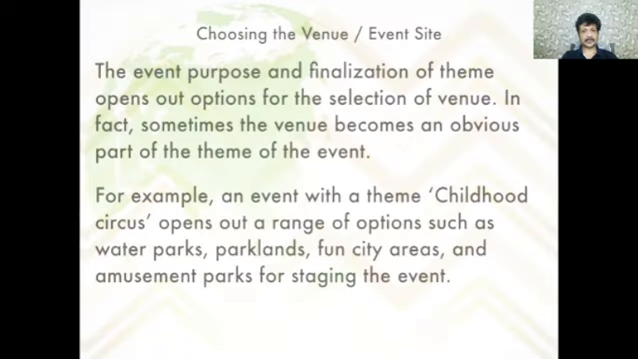And again we come to choosing the venue, the event site. So event purpose and finalization of theme opens out options for the selection of the venue. In fact, sometimes the venue becomes an obvious part of the theme of the event. As we spoke earlier, the venue is again an important part. Why venue? Venue or any kind of event site is important. If the venue is far off, then people won't come. Many people won't come to your event.